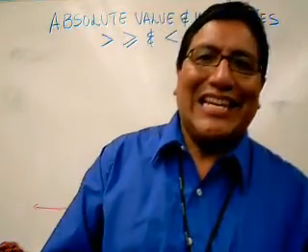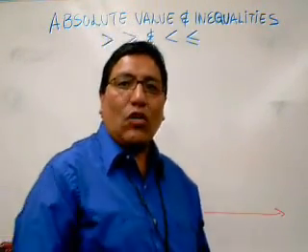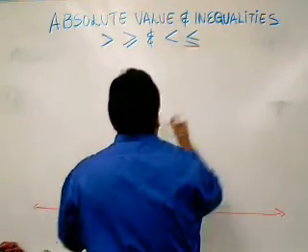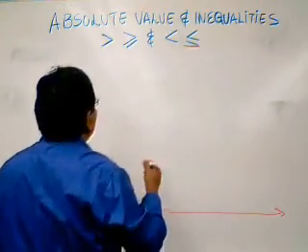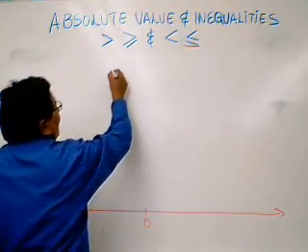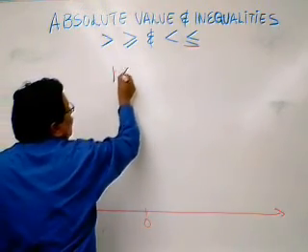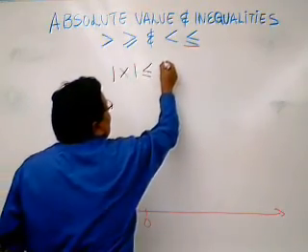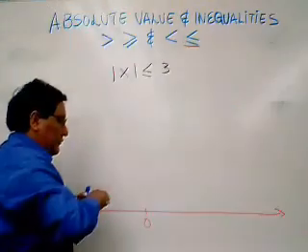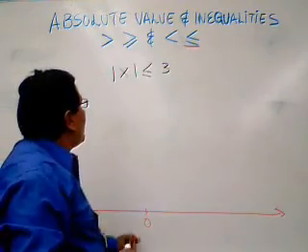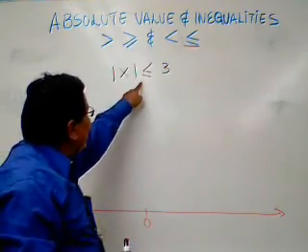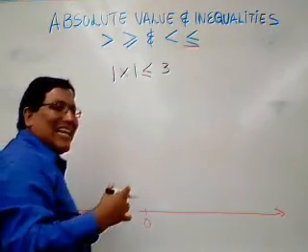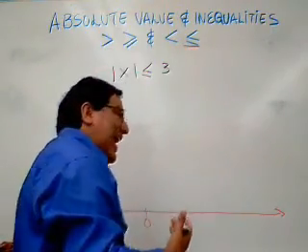Now I'm going to use less than or equal to. Listen. So let's say that I have the absolute value of x less than or equal to 3. What values for x will satisfy this? Let's list all the possible answers.